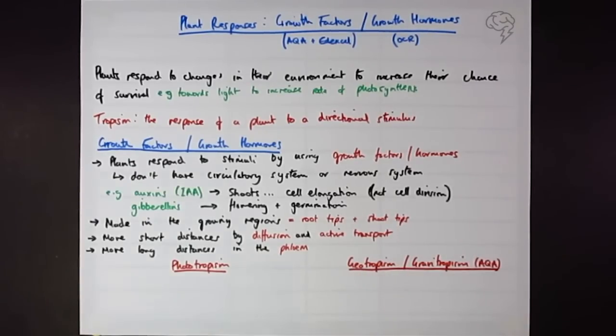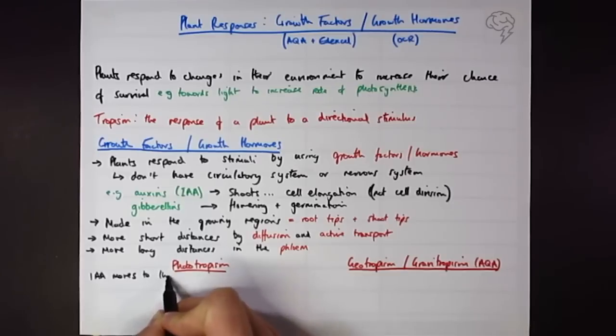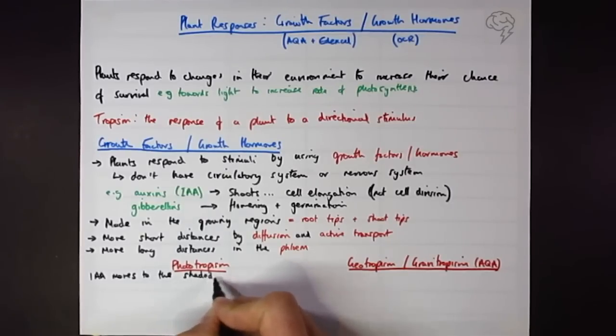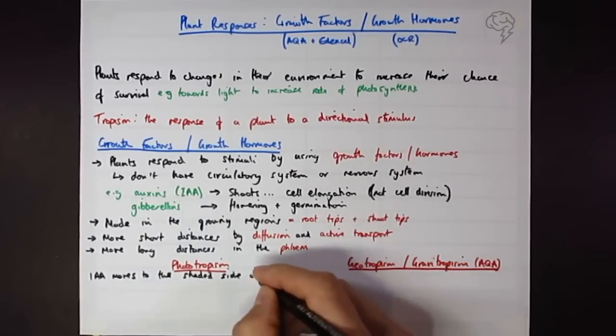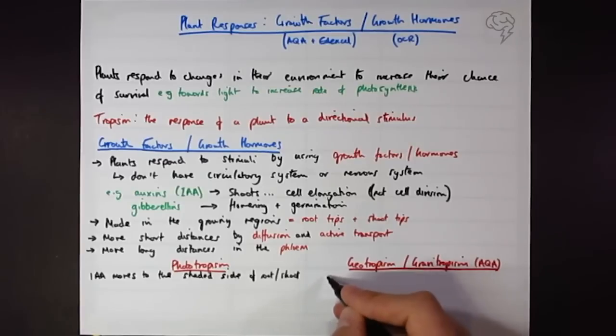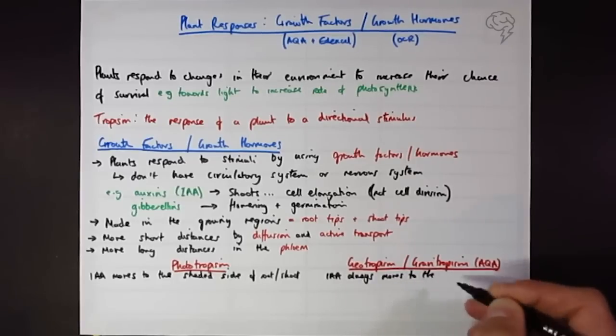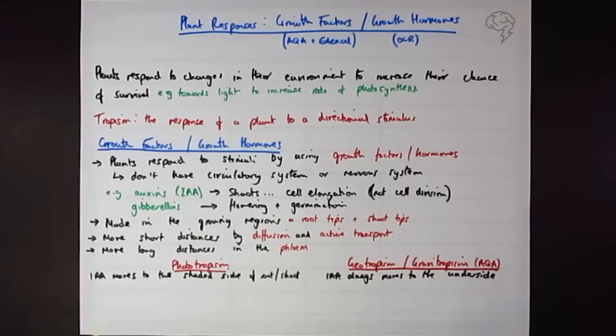Okay, let's look at what IAA does. This is indole acetic acid, I think. IAA is an acceptable shorthand. I never write it out in full. So we can say that in phototropism, IAA is always going to move to the shaded side of the root or the shoot. And we can say in geotropism or gravitropism, the IAA always moves to the underside. So that goes with gravity.